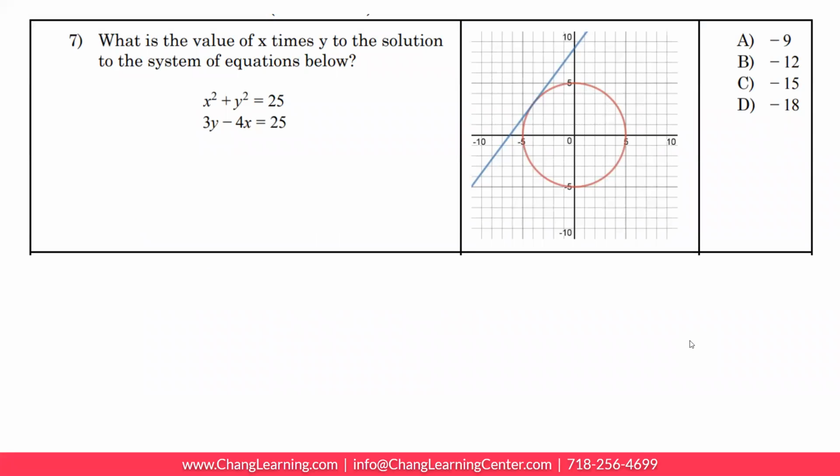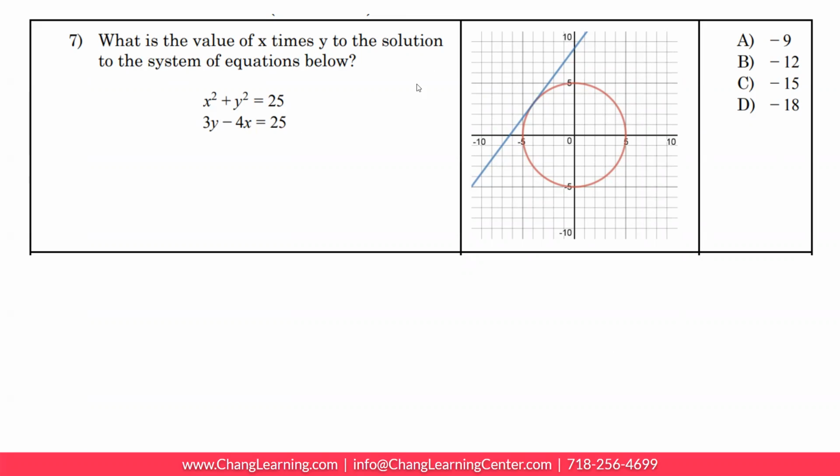The first one here is presented as a line and circle. So the first equation in the system is a circle, and the second is the linear equation. And it reads, what is the value of x times y of the solution to the system of equations below? So a little tricky because you can't just plug in the x and y from the 4 choices and place them into the equation.